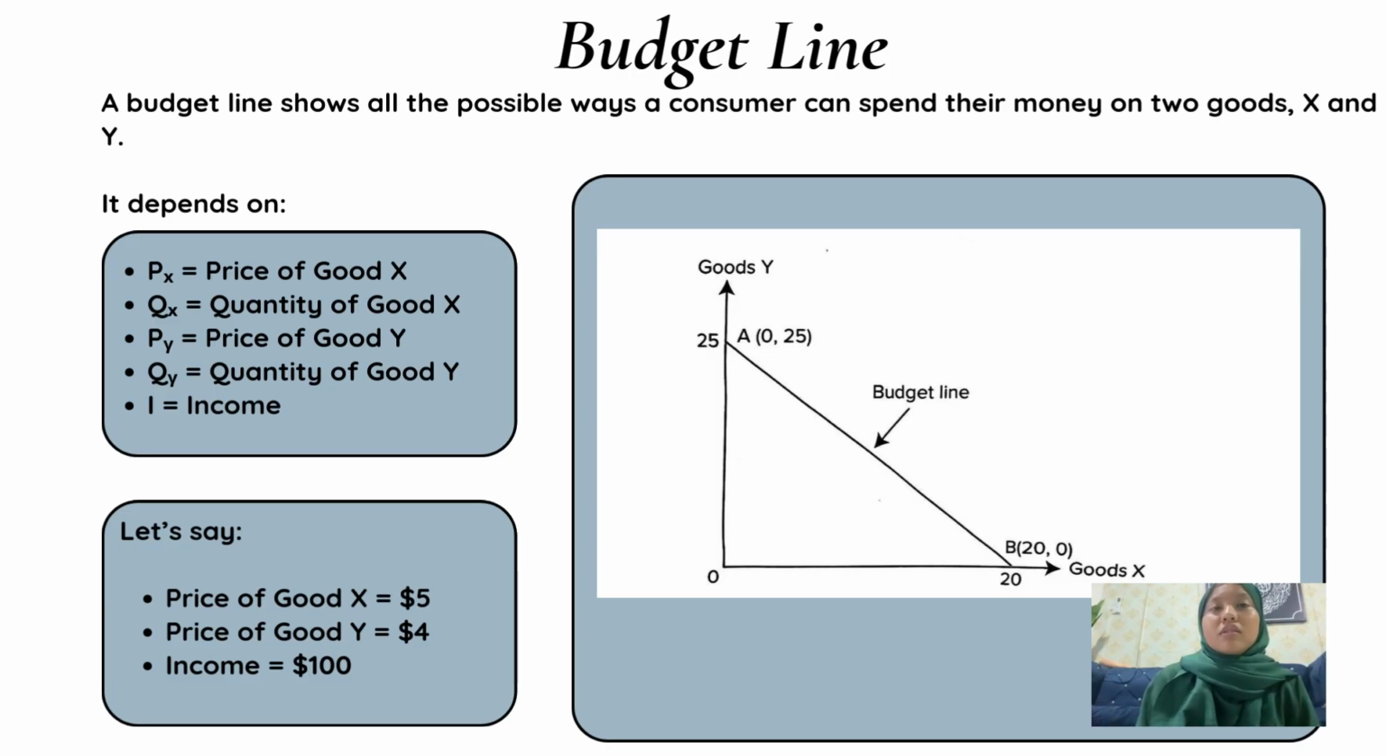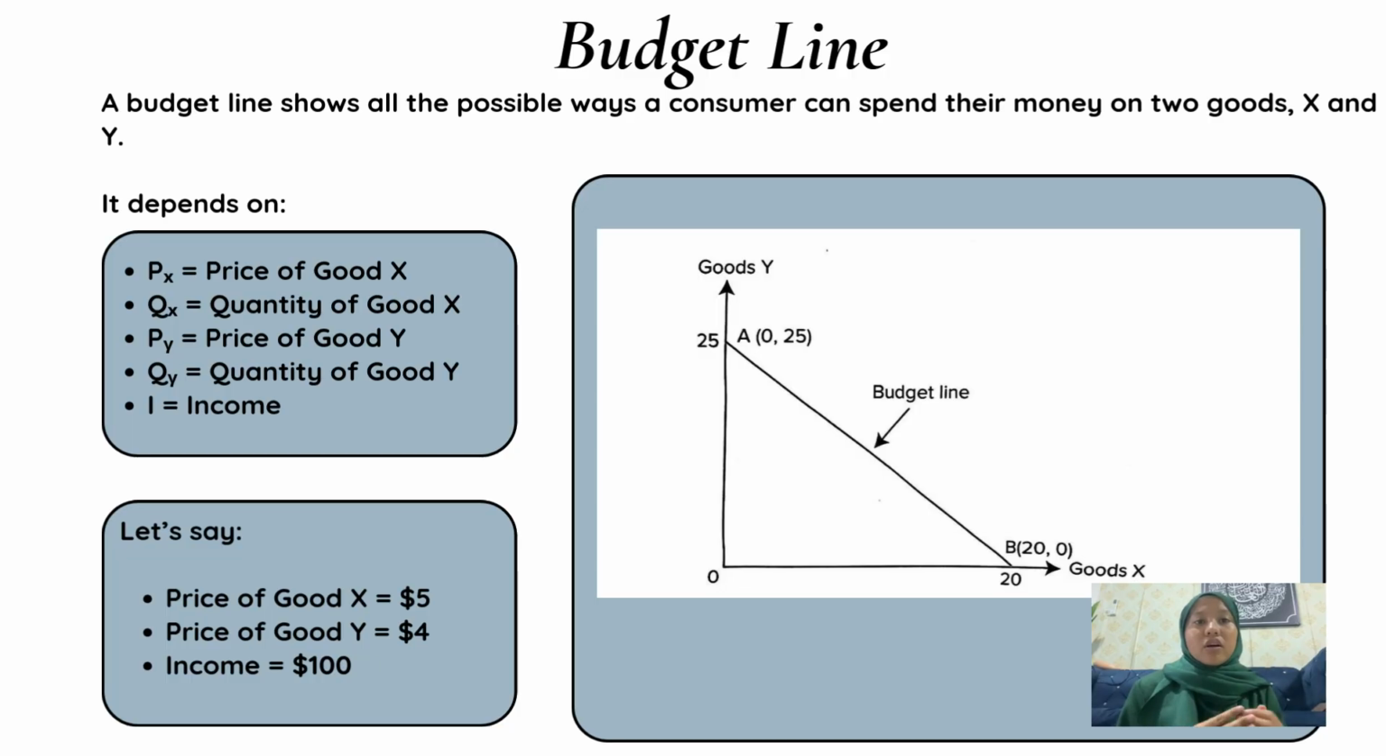A budget line shows all the possible ways a consumer can spend their money on two goods, X and Y. It depends on Px equals price of good X, Qx equals quantity of good X, Py price of good Y, Qy quantity of good Y, and I, income. Let's say the price of good X is 5 ringgit and the price of good Y is 4 ringgit. Income is 100 ringgit. If the consumer spends all the money on good Y, they can buy 25 units of Y. How do we get 25 units of Y? 100 divided by 4 ringgit and we get 25.